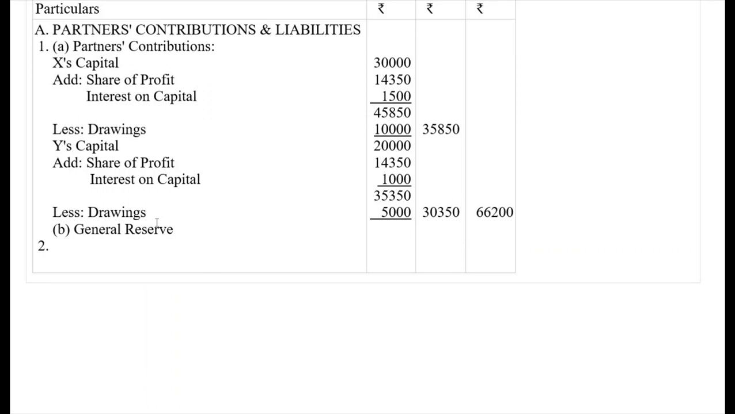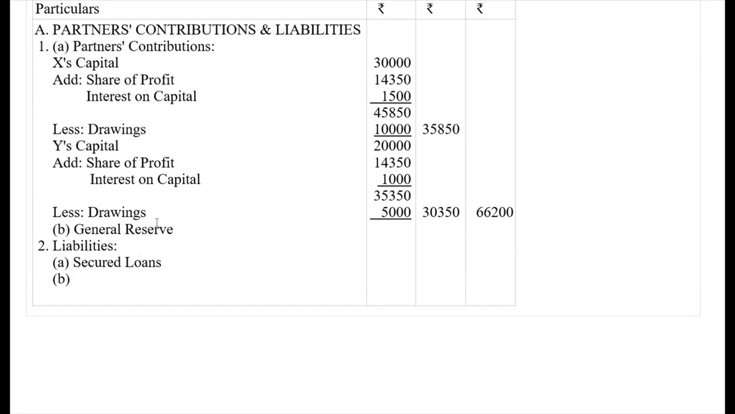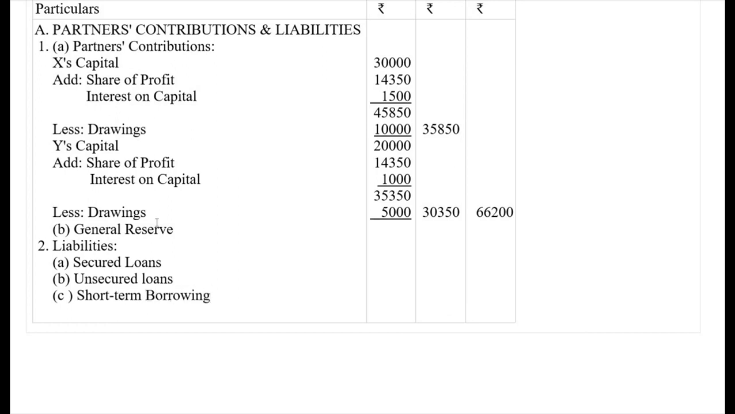So number 2, liabilities. So here in case of the liabilities we have got secured loans. Of course in this one we have not given any unsecured loans. Similarly unsecured loans. Then C, short-term borrowings, we have not given in the problem.